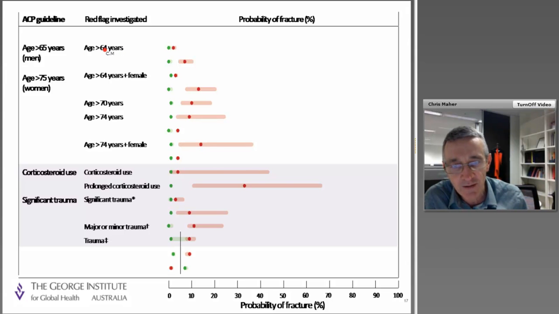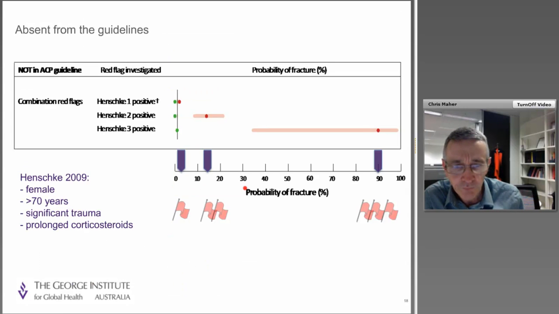And what you can see here are the red flags that have been suggested as useful for screening for fracture, so being old and female, corticosteroid use, trauma. And what you can see is that most of the red flags aren't particularly useful when they're positive. It doesn't move you sufficiently along here to go across some sort of decision threshold. The one exception would be prolonged corticosteroid use. And so some of these red flags are not particularly useful in screening for fracture.